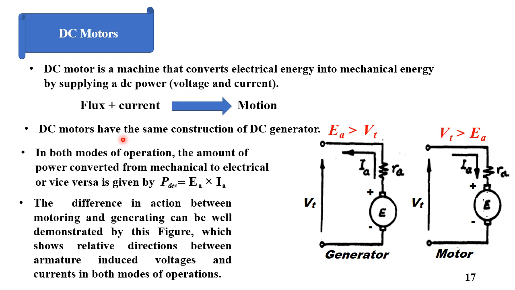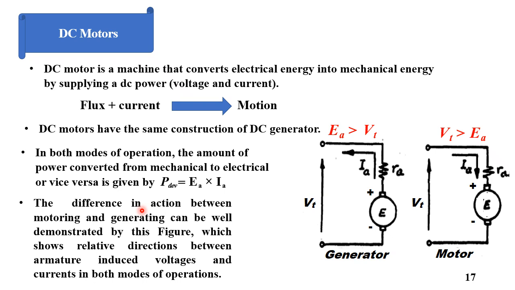The DC motor has the same construction as the DC generator. They are the same devices. They are different only in the input and output power. In both modes of operation, the amount of power converted from mechanical to electrical or vice versa is given by power developed equals EA, which is the back-induced EMF inside the DC machine, times IA, which is the armature current of the machine.